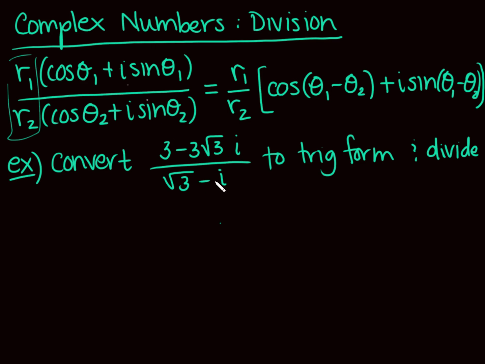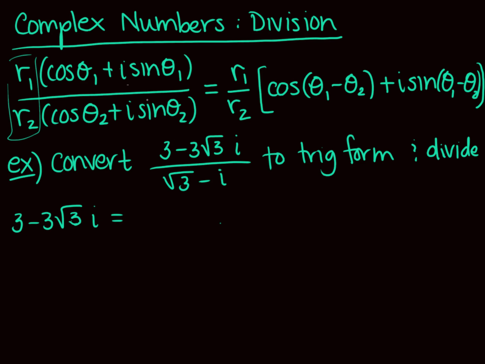Now remember, if I were to actually divide these, I would have to multiply the top and bottom by root 3 plus i over root 3 plus i, and have to simplify and FOIL out, right? So our goal is maybe that we don't have to do that here. So 3 minus 3 root 3i, let's find the trig form for that.